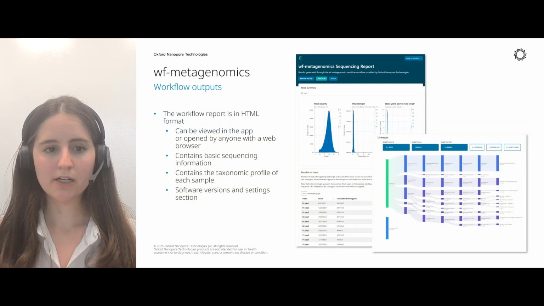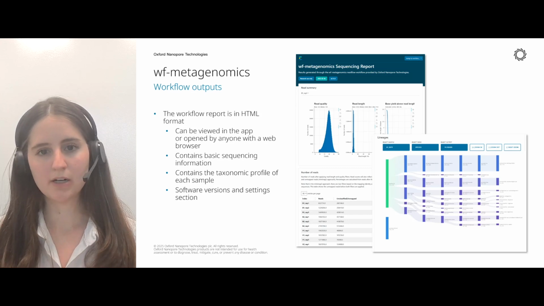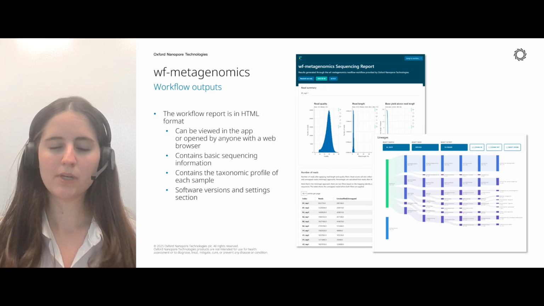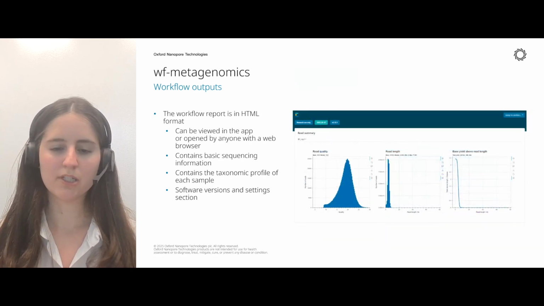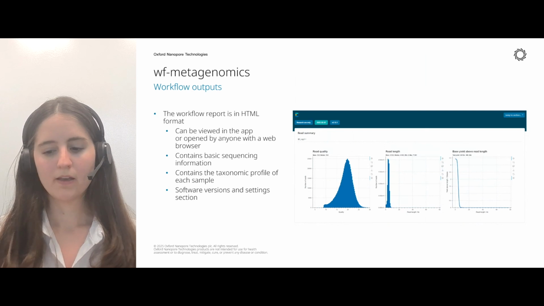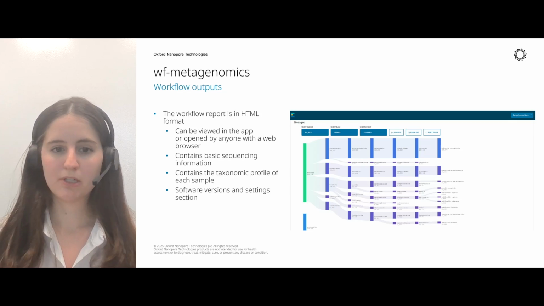As I mentioned earlier, the main report or the main output of the workflow is the HTML report. That can be viewed in the app or can be opened by anyone with a web browser, and it contains some basic sequencing information, like, for example, the quality distribution of the reads, or also the read length distribution.